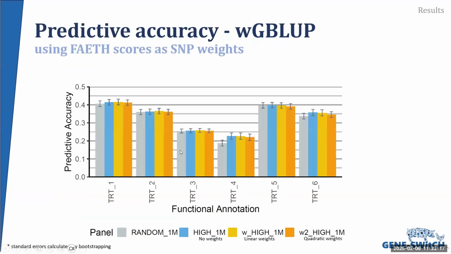Here, we actually tried to test this out again against the random values in gray, and also against a FAITH score prediction that did not have any weights. So all of the high FAITH score markers had the same weighting. Bruno tested two possible ways to incorporate weights in this analysis, and the first is with linear weights, which is represented in yellow, and quadratic weights in orange, with the quadratic weights kind of overemphasizing high and low effects in the weighting.